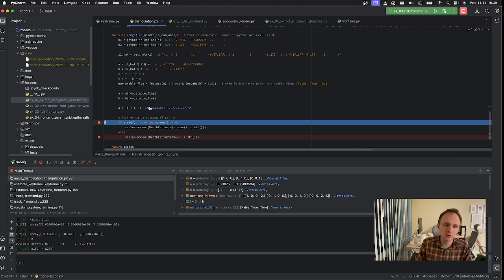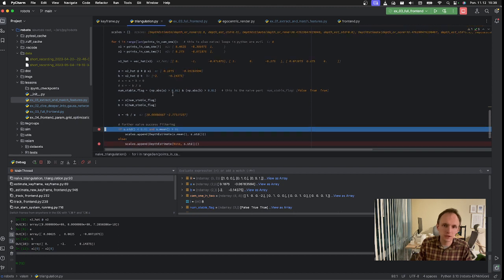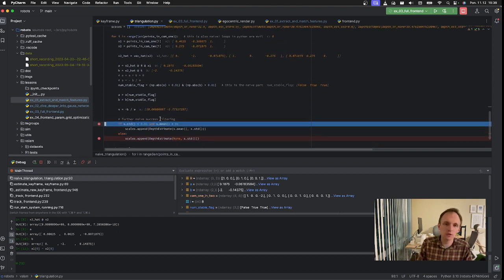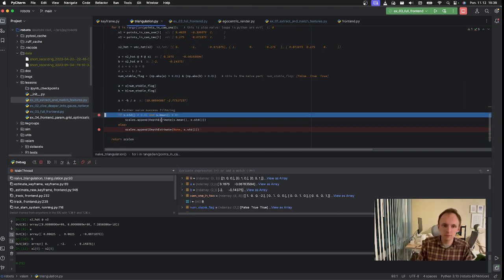Oh, here's a case in which this other thing is kind of trash. And if you're curious, just work your way through how it's possible to get this minus, right? It's pretty interesting. And that's the naive triangulation.